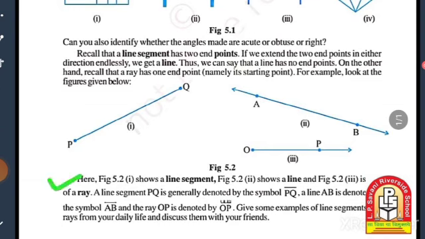Then next, look at the figures 5.21, 5.22 and 5.23 over here. A line segment PQ is generally denoted by the symbol PQ. Line segment AB is denoted by the symbol AB. A ray is denoted by OP. Give some examples of line segments and rays from your daily life and discuss them with your friends. Here you can see these three symbols, the symbols of the line.